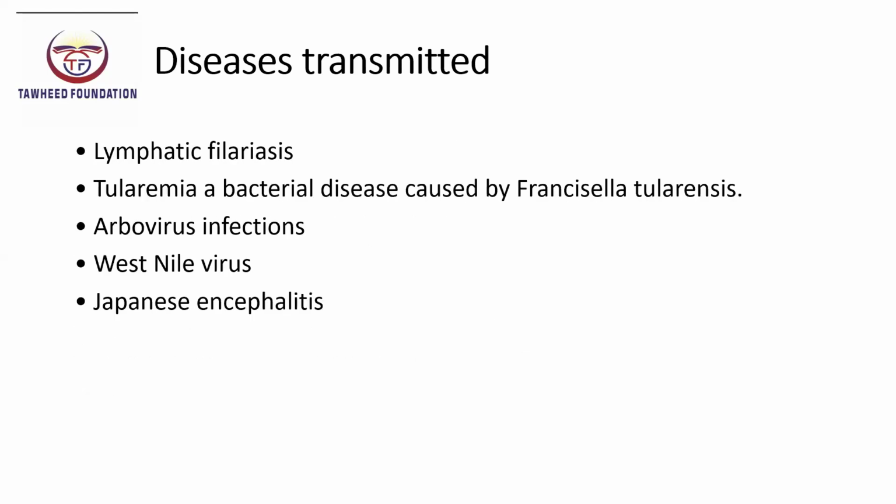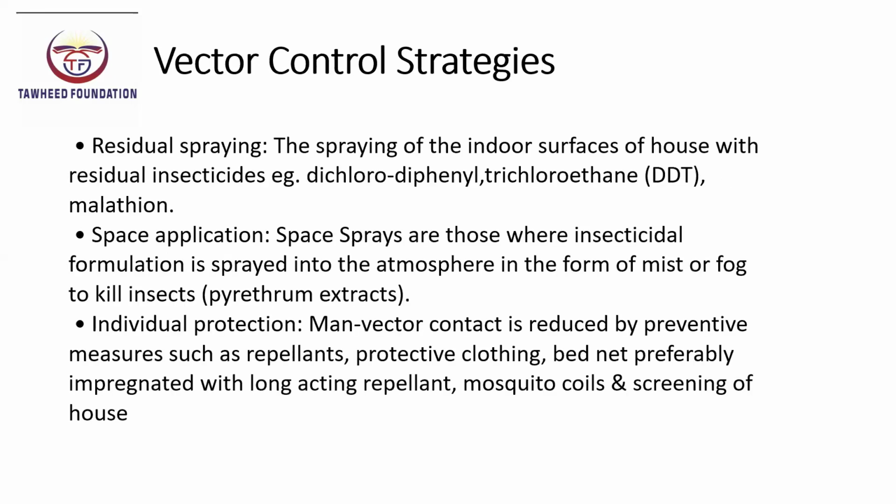Diseases transmitted include lymphatic filariasis, tularemia, a bacterial disease caused by Francisella tularensis, arbovirus infection, West Nile virus, and Japanese encephalitis. Vector control strategies. Vector control includes indoor residual spraying with insecticides, space sprays, protective clothing, insecticide-treated bed nets, genetic approaches, the sterile male technique, and chemoprophylaxis for travelers.